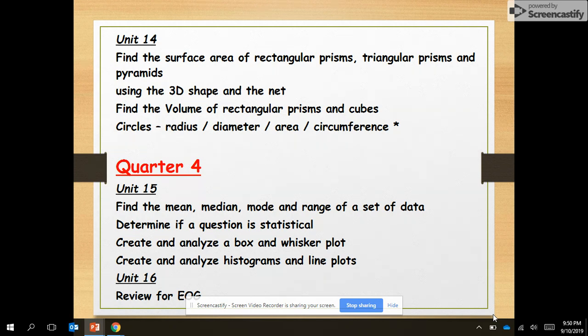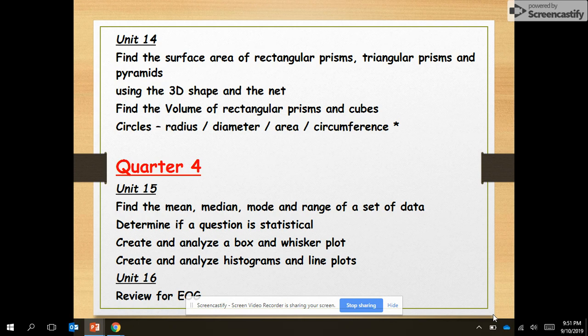In 6th grade honors, we do talk about circles. We talk about the area of the circles, radius, diameter, circumference, and all that key vocabulary in terms of circles. In quarter 4, Unit 15, we get into data and statistics. So we'll find the mean, median, mode, and range of a set of data. We'll determine if a question is statistical or not, and we'll create and analyze a box and whisker plot, as well as histograms and line plots.